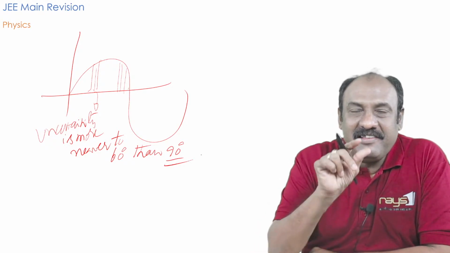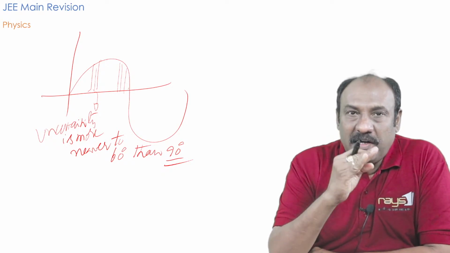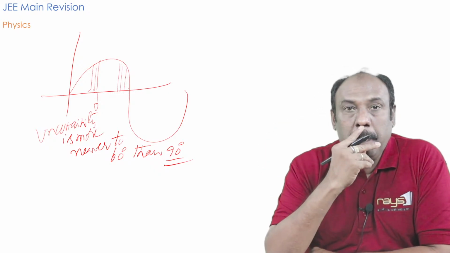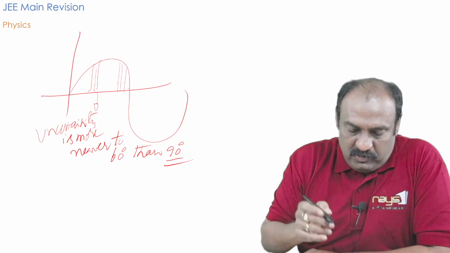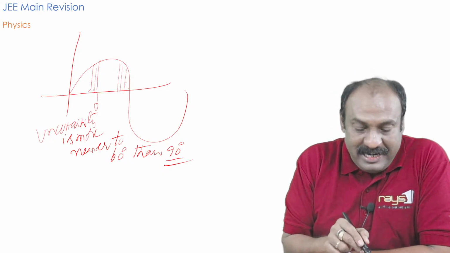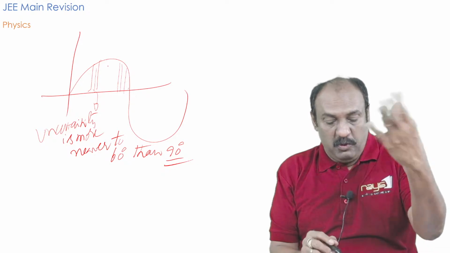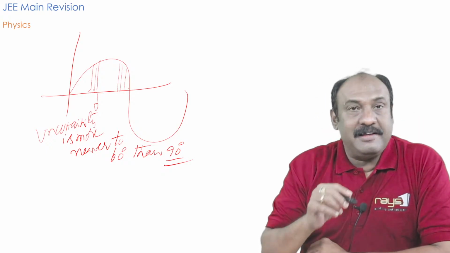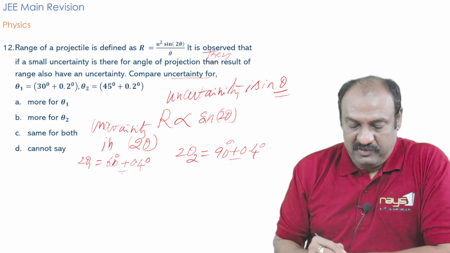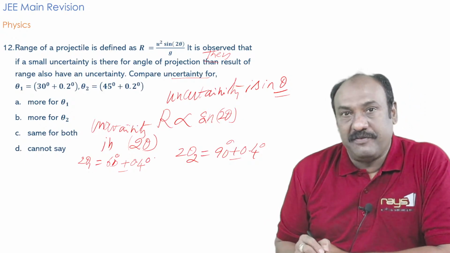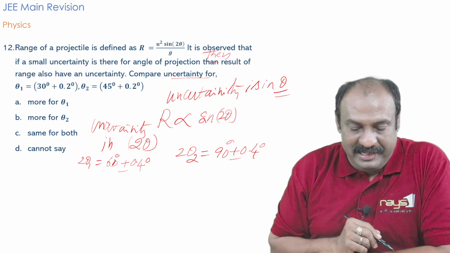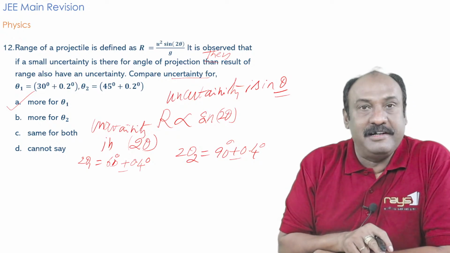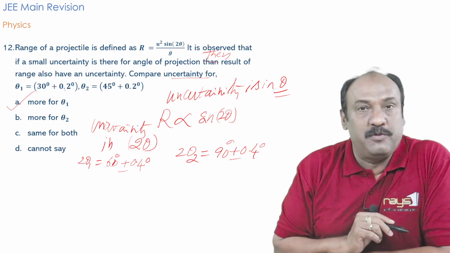So for any sine function, its uncertainty value will be more nearer to 45 to 60 degree. When it approaches 60 degree, uncertainty in the sine function is more when compared to the range from 60 to 90 degree. Near 90 degree uncertainty is less when compared to near 60 degree. So here for 2 theta 1 the uncertainty is more in the measurement of the range, regarding the angle of projection 30 degree. So the answer is uncertainty is more for angle of projection theta 1, that is 30 degree, because the 2 theta value is 60 degree plus or minus 0.4 degree.